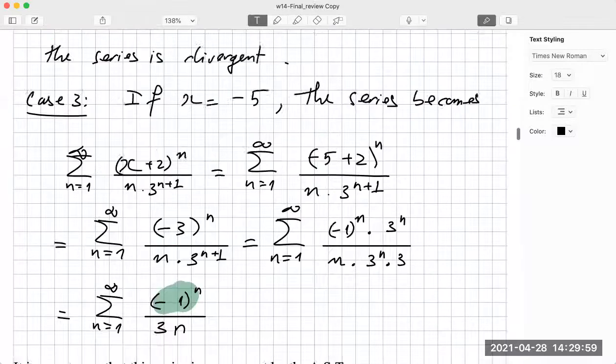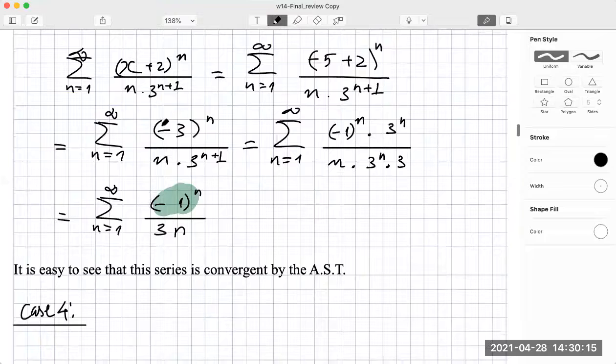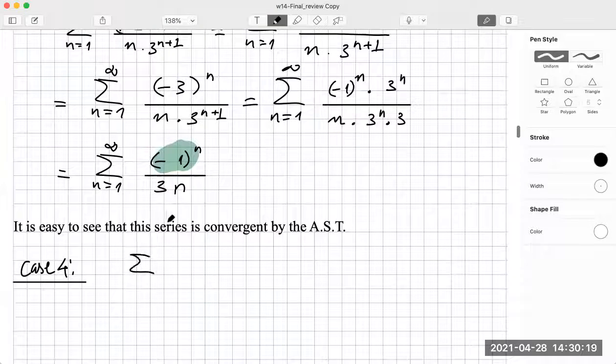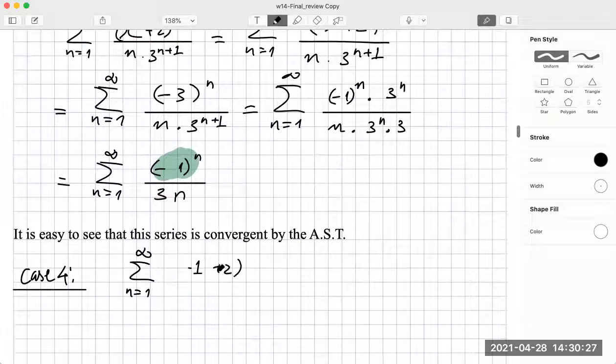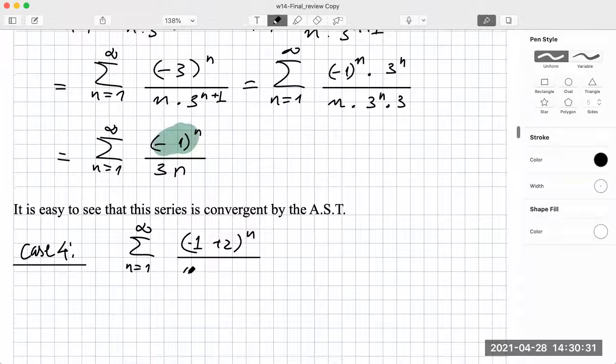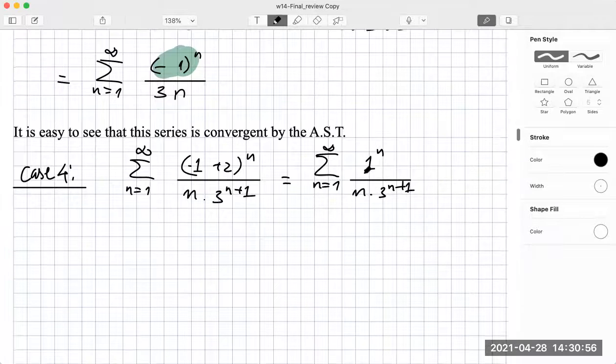Okay. Now let us move on to case 4. When x is equal to negative 1, it becomes, what is it? (negative 1 plus 2) to the n over n times 3 to the n plus 1, okay, which is 1 to the n divided by n times 3 to the n plus 1, with n from 1 to infinity. 1 to the n is simply 1.